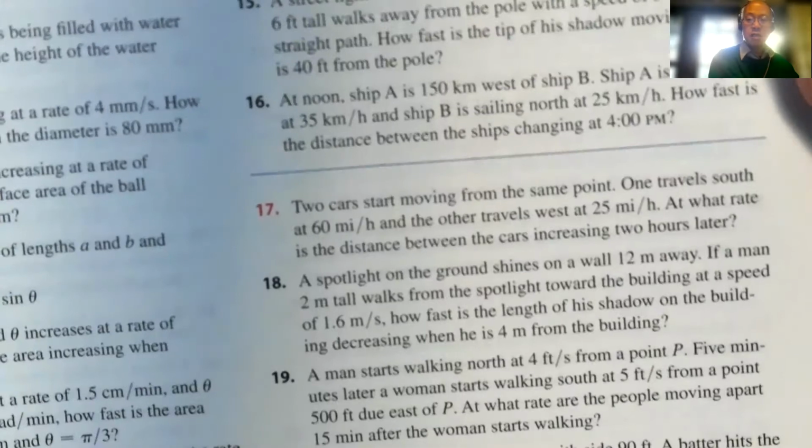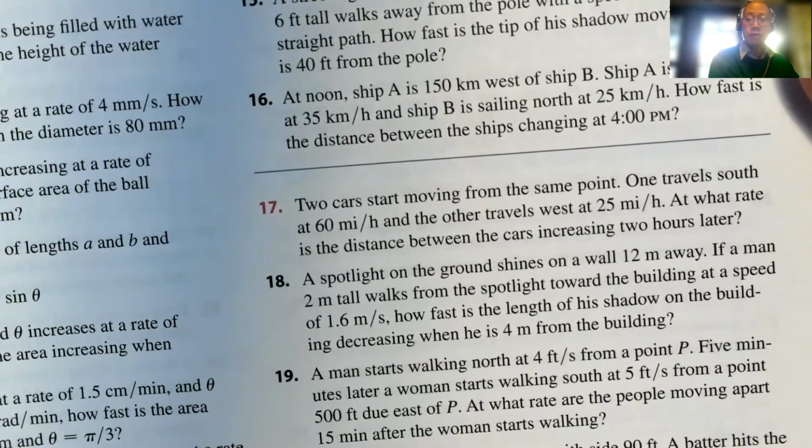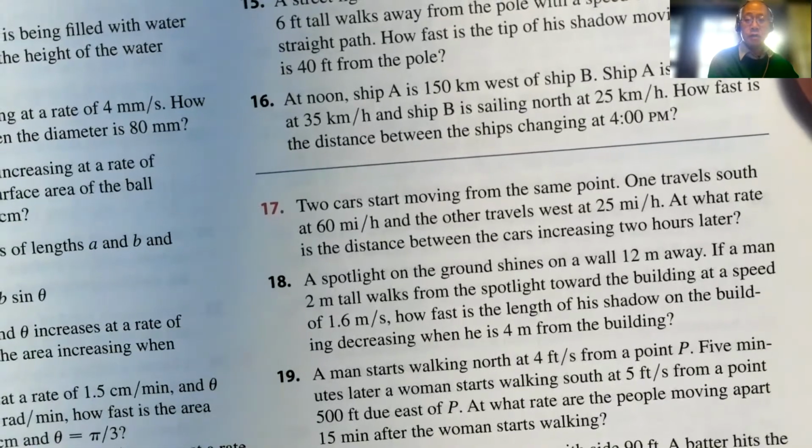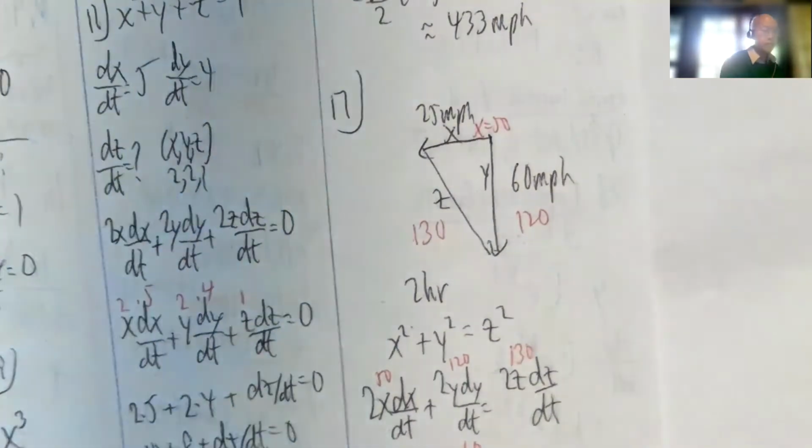Problem 17. 2 cars start moving at the same point. One travels south at 60 miles an hour. The other travels west at 25 miles an hour. At what rate is the distance between the cars increasing 2 hours later?